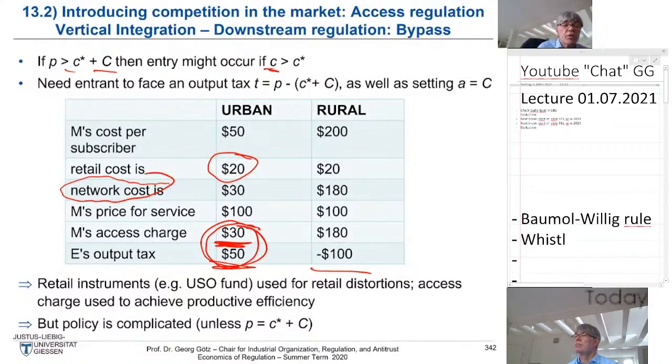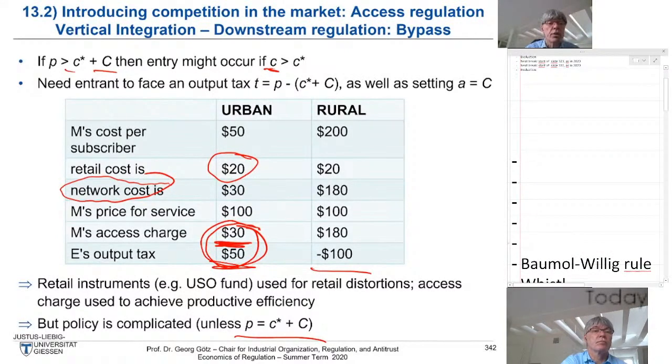This policy is really complicated, unless you have prices according to marginal cost, but that's what you typically do not have, because you have the same prices in urban areas and in rural areas. Hopefully it's clear, and it certainly will become even clearer once we look into these simple, rather straightforward examples where you just need to put up these kinds of tables.